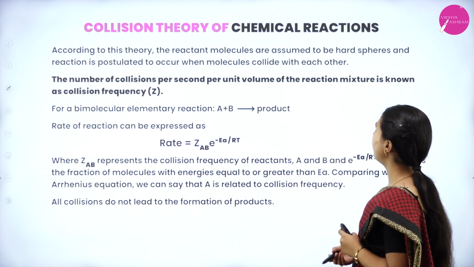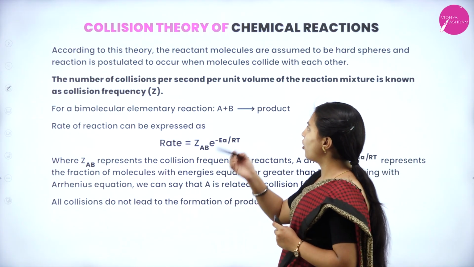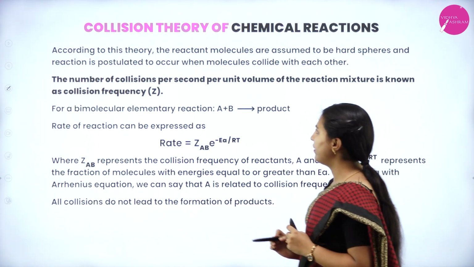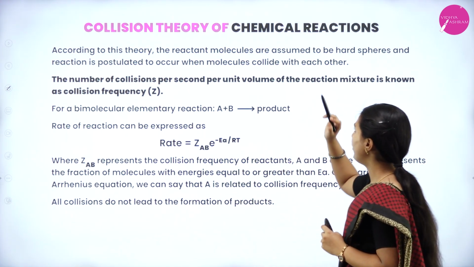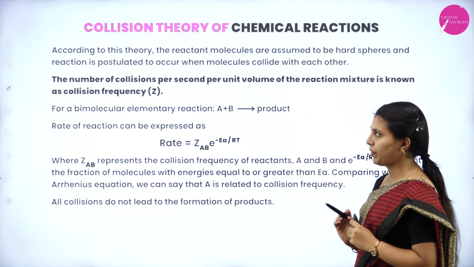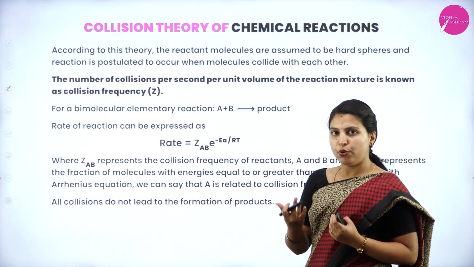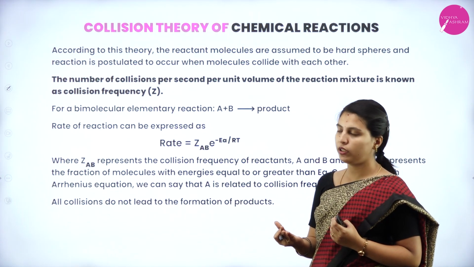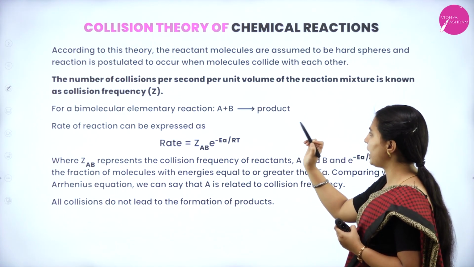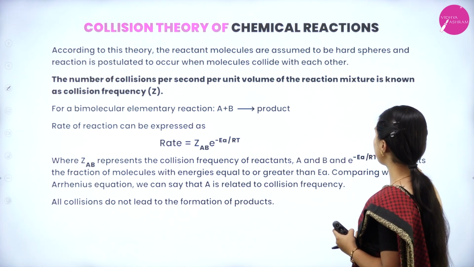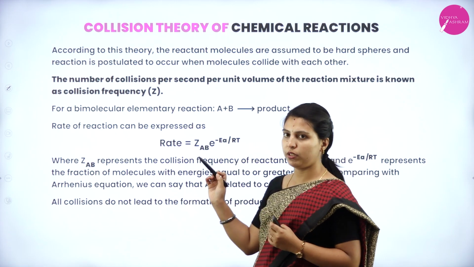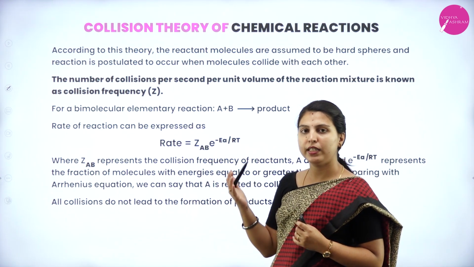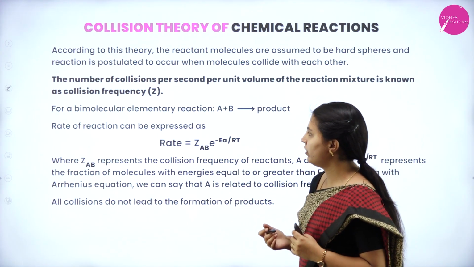Next, collision theory of chemical reactions. According to this theory, the reactant molecules are assumed to be hard spheres and reaction is postulated to occur when molecules collide with each other. Here collision means, you know what is collision? One molecule will collide with another molecule. The number of collisions per second per unit volume of the reaction mixture is known as collision frequency. At a given time, how many collisions will happen in a reaction? We'll call it collision frequency.